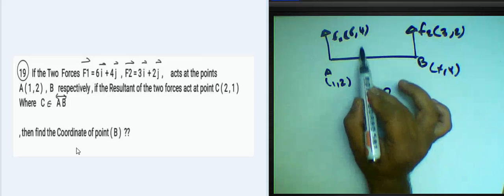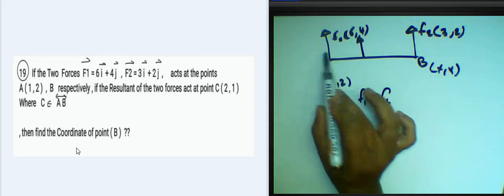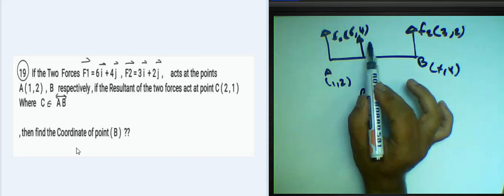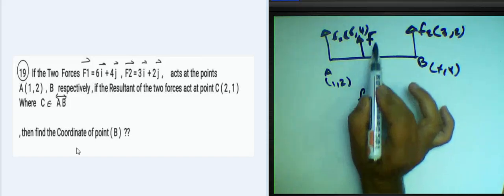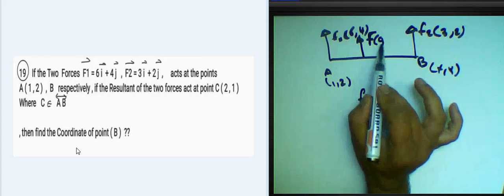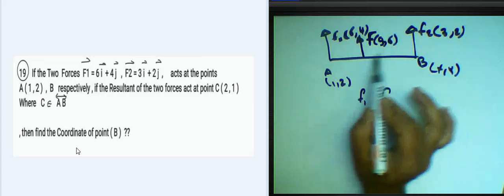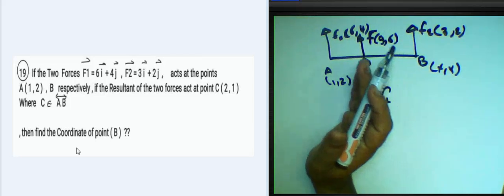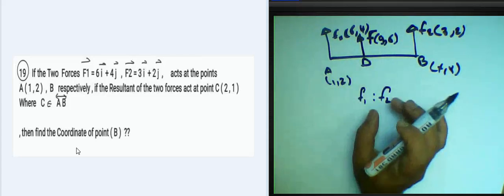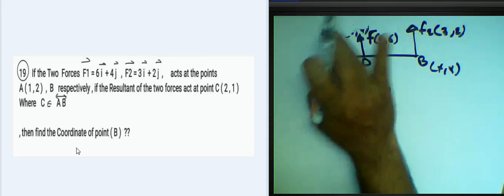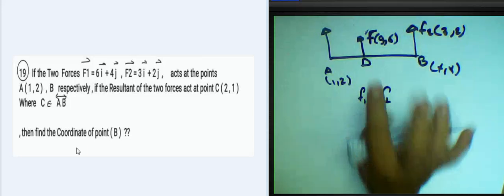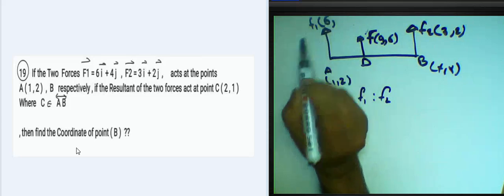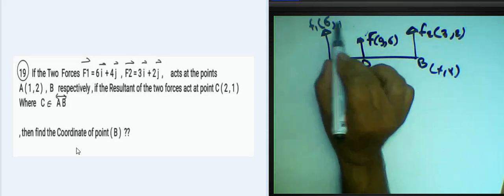So the greatest force, the order of it, will be 3 plus 6 equals 9 and 2 plus 4 equals 6. It's acting in the point D, but it's coming nearest to A because it's the greatest force. F1 is greater than F2, and the order about this direction is 6 and 4.